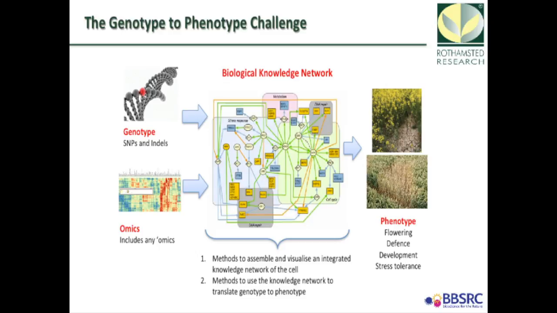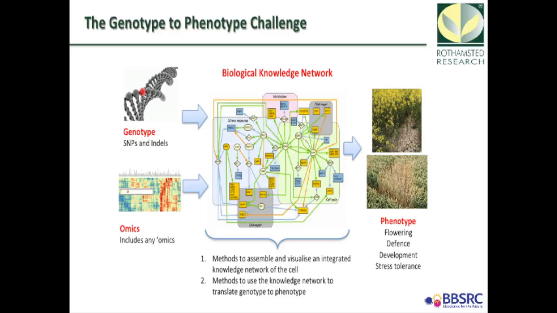Then there is this challenge, even if we get the outputs of these experiments, to link genotype to phenotype. One of the challenges is that most of the traits we're looking at are polygenic and complex, and it's not easy to understand how the genotype leads to the phenotype. There's a lot happening in between.